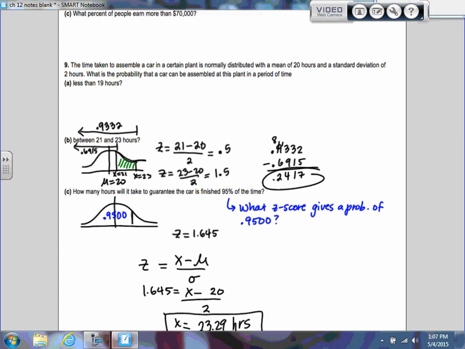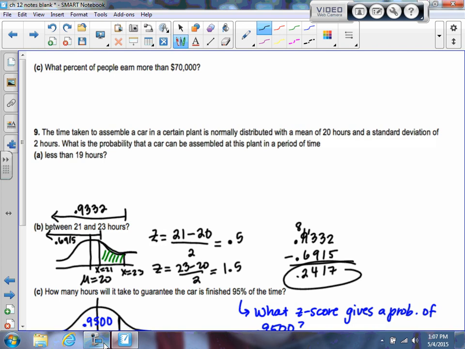All right, that's it. Any questions on 6 point, or not 6.5, what am I talking about, 12.5?